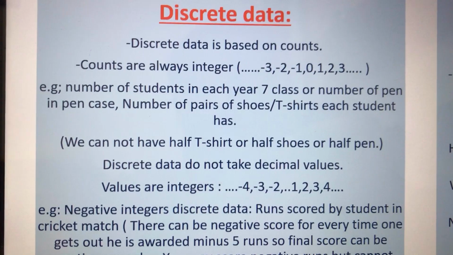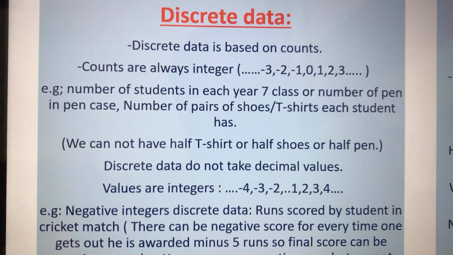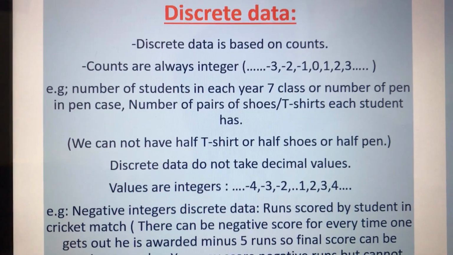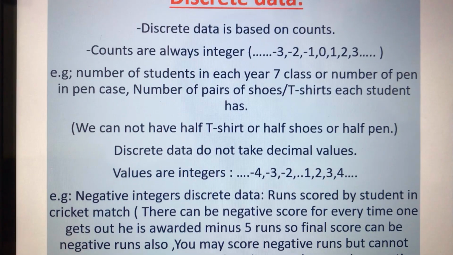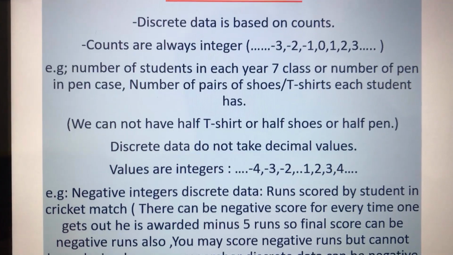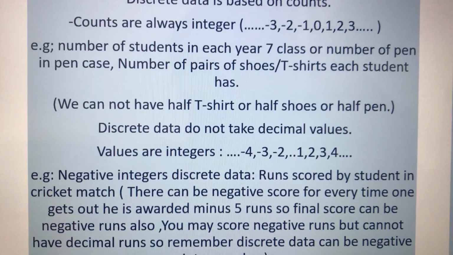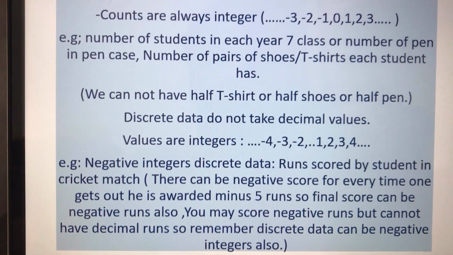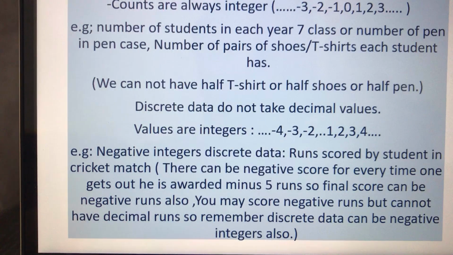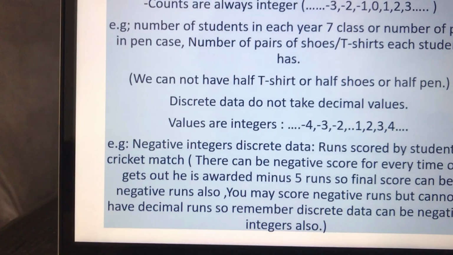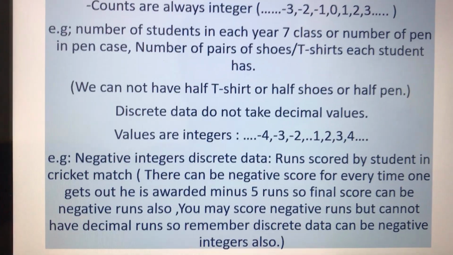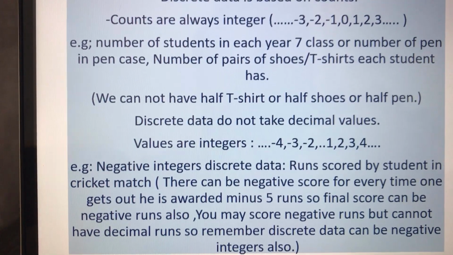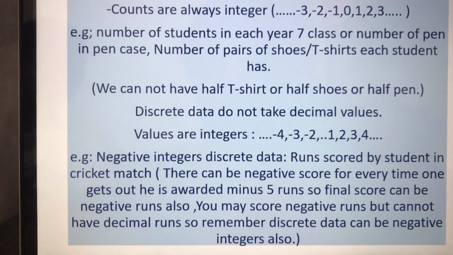Counts are always integers. Integer means -2, -3, -1, any whole number. But understand, these numbers are not in decimal. They can be positive integers, they can be negative integers. Now sometimes students are able to easily think of a count which will give a positive count. Example, let's say number of t-shirts each student has, or number of pens each student has. Yes, somebody may have 3 pens, somebody may have 4 pens, likewise.